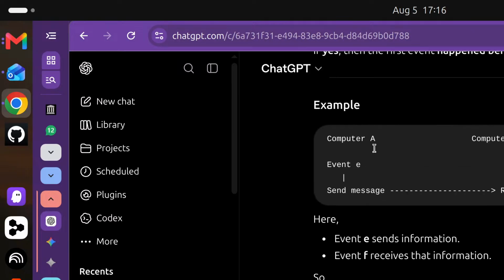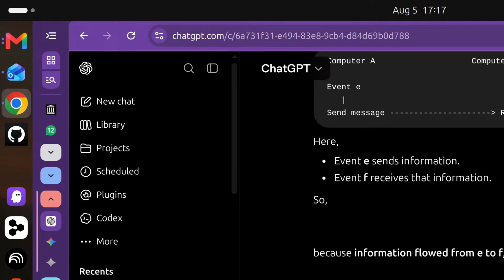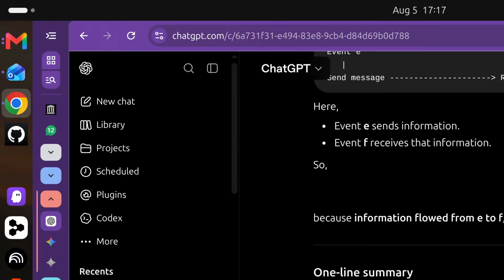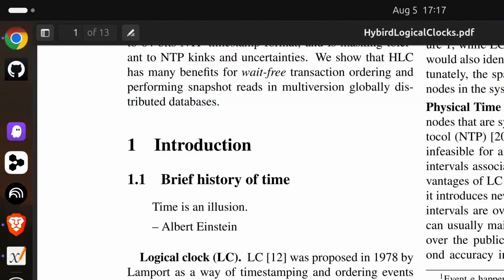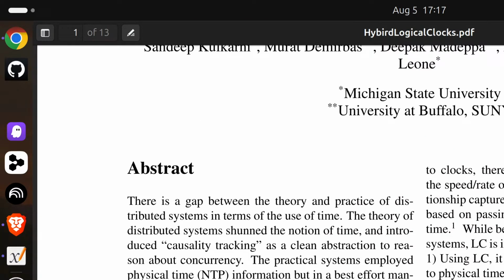So computer A has an event E of sending a message. That information is received by computer B, and that event is called event F. Now we can say event E sent some information and event F received that information. It means E happened before F, because information flowed from E to F, not because of clock time. So Lamport logical clock ignores real time, and instead orders events by tracking how information, or you can say messages, flows between computers. Very important idea, guys, right? We return to passing of information rather than passing of time.